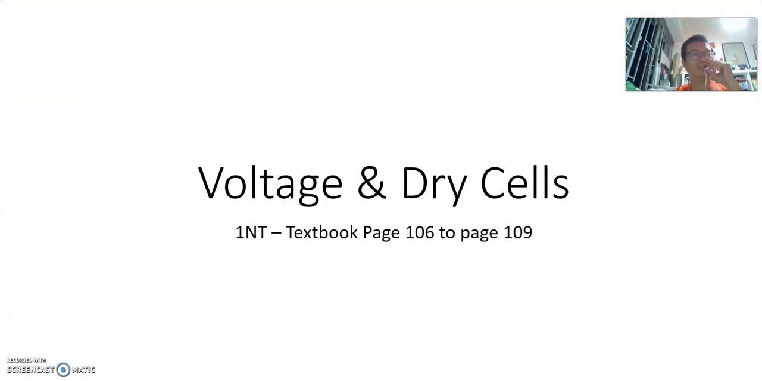Now, in the previous lesson we studied current. Current is the rate of flow of electric charges. The higher the current, the brighter the light bulb. Today we'll look at voltage and dry cells. You can refer to your textbook, pages 106 to 109.